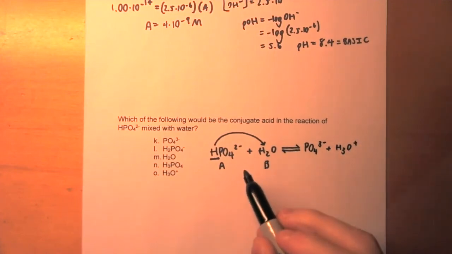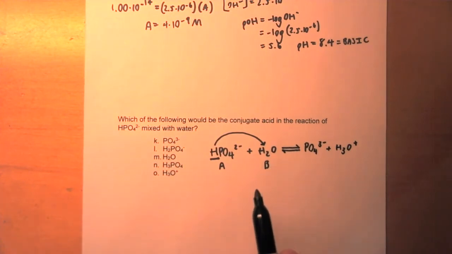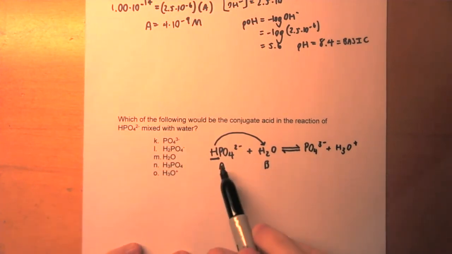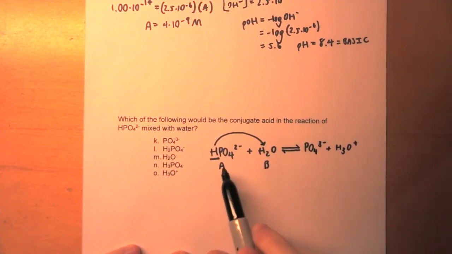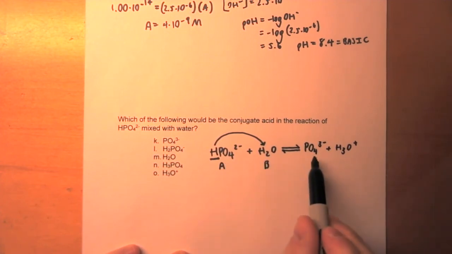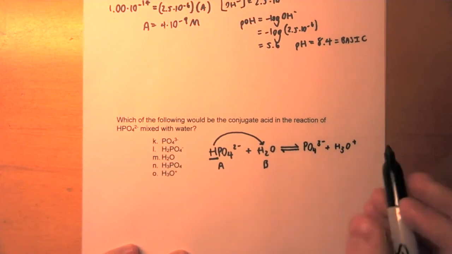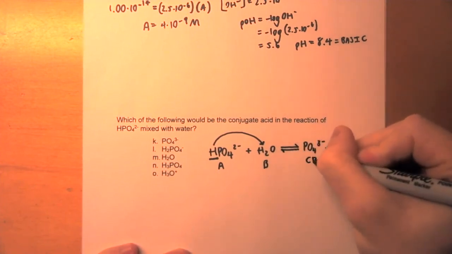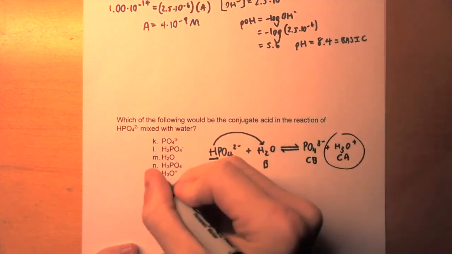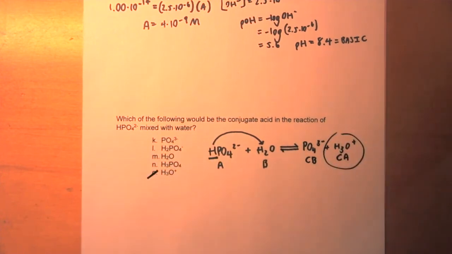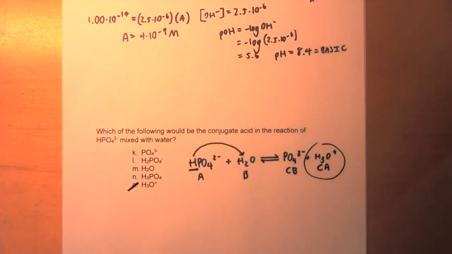So now let's look for HPO4 2- conjugate. Same chemical makeup, so it's got to be this one. Again, you cannot go from HPO4 2- to H3O plus. It just can't happen. So if this is the acid, what does that make this? My conjugate base, making this my conjugate acid. H3O plus is my conjugate acid.